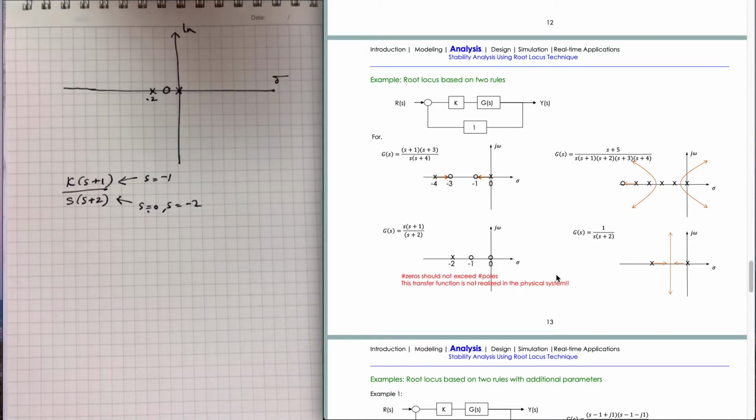Now as you can see, if we have different systems here, for example, we have two zeros and two poles. That means they are a complete pair. There are two poles and two zeros. We can see that these poles will move towards zero. These poles move towards zero.